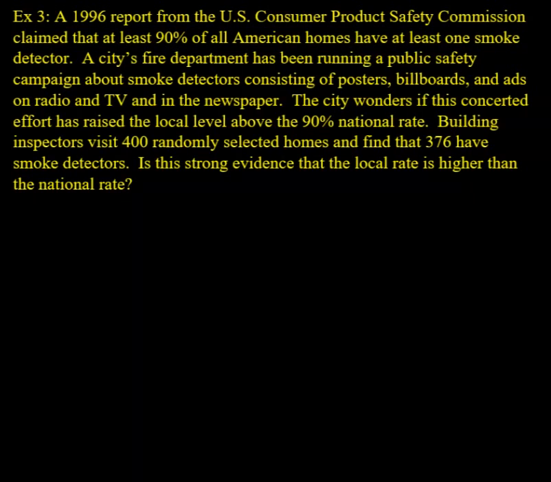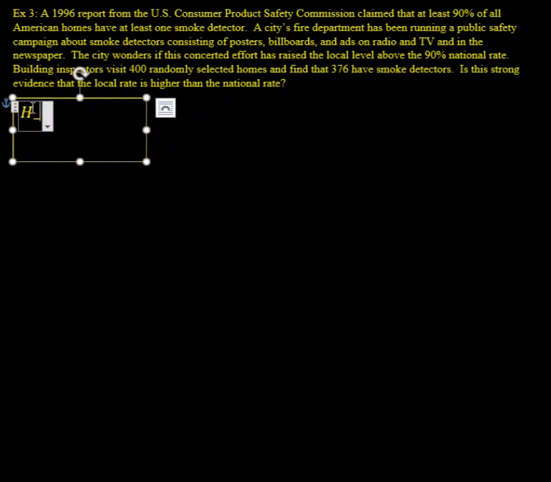Building inspectors visit 400 randomly selected homes and find that 376 have smoke detectors. Is this strong evidence that the local rate is higher than the national rate? So is it strong evidence we want to prove something? We're going to use a hypothesis test. Our null hypothesis will be that the proportion of homes with smoke detectors is 90%, so p equals 0.9.